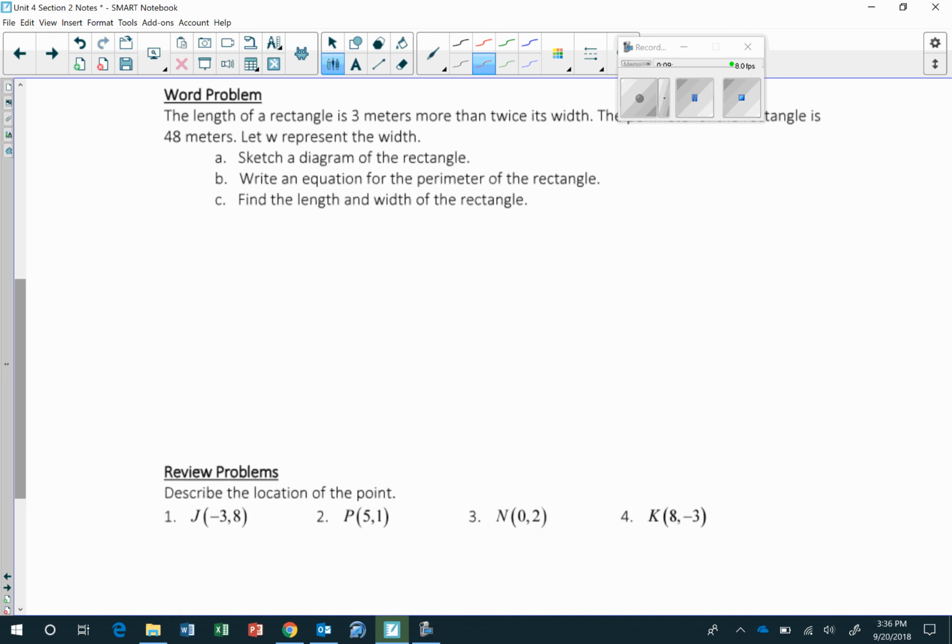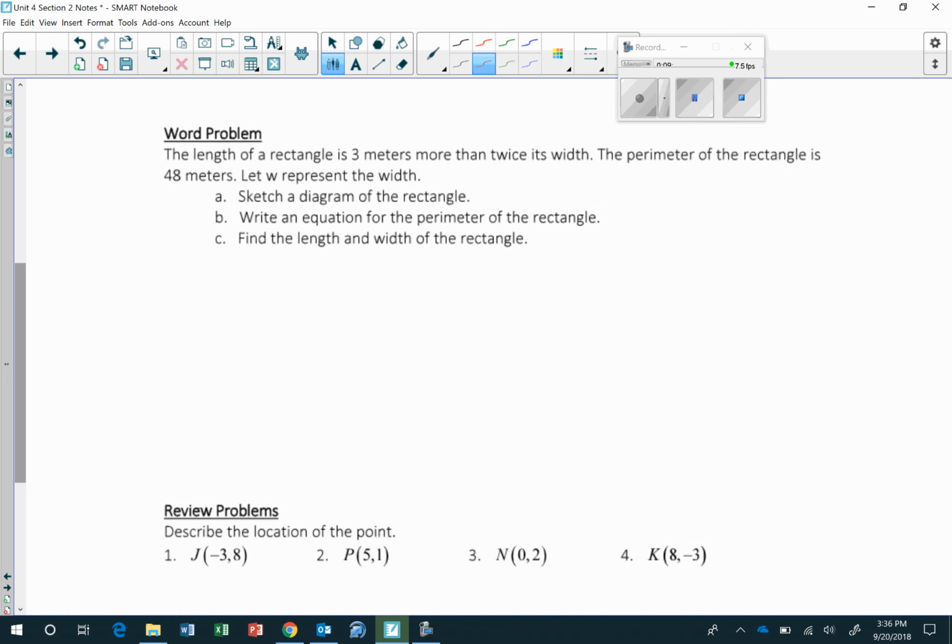So it says the length of a rectangle is 3 meters more than twice its width. The perimeter of the rectangle is 48 meters. Let W represent the width. And then it walks you step by step how to solve a problem like this. So A says to sketch a diagram of a rectangle. So pretend that this rectangle looks good.